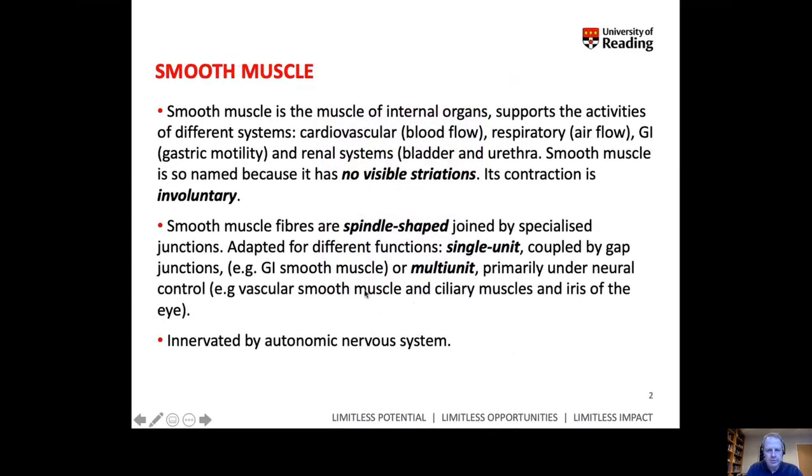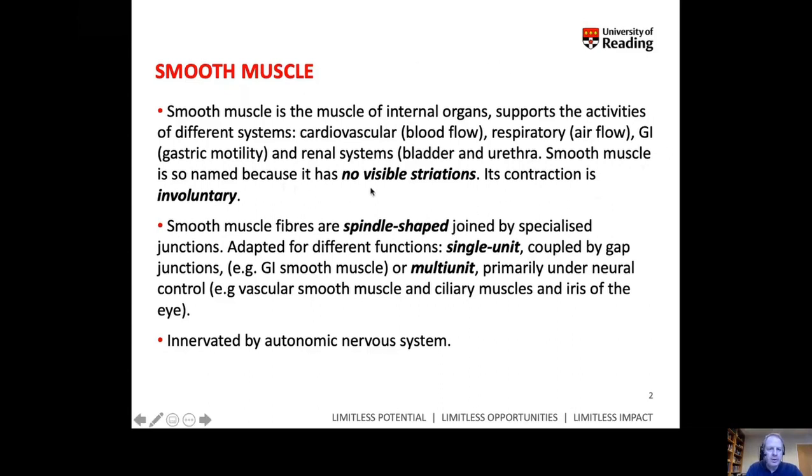So just some properties. Smooth muscle is the muscle of internal organs, particularly the gastrointestinal tract and the renal or urinary system. But also, of course, for blood flow, smooth muscle surrounds our blood vessels, and we can get either vasoconstriction or vasodilation to control the flow of blood via the control of smooth muscle contraction.